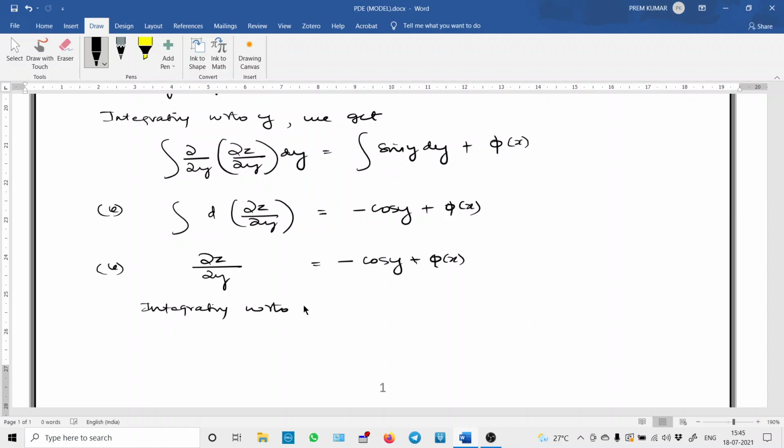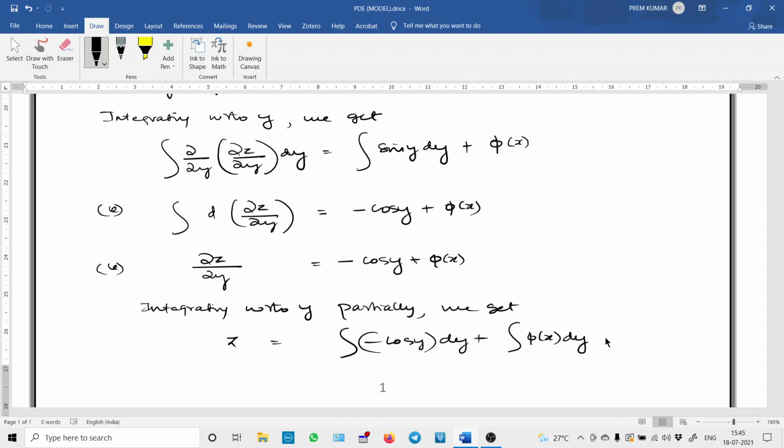Integrating with respect to y partially, we get z. Again this one we are going to integrate with respect to y, and this one also we are going to integrate with respect to y. This is a function of x, and we are integrating partially with respect to y, so we have to add another constant which is a function of x.